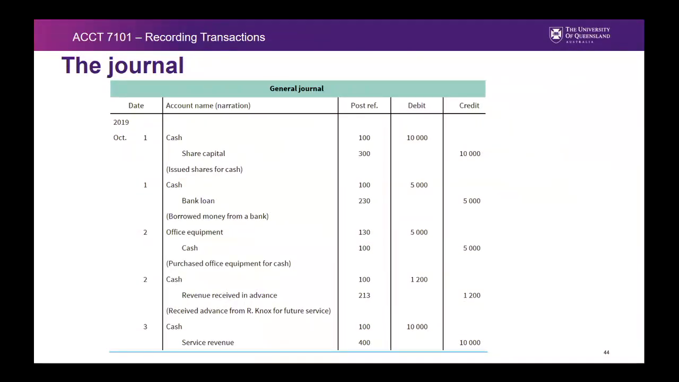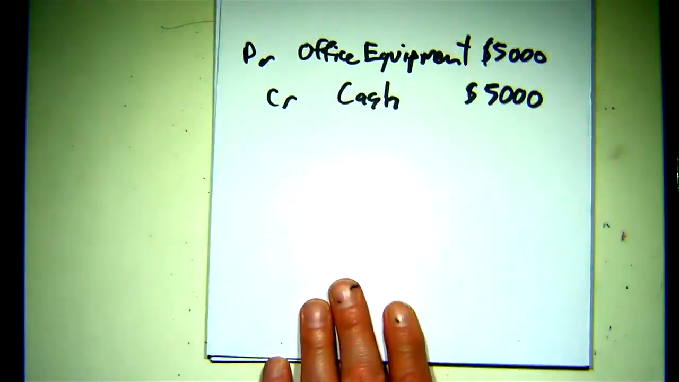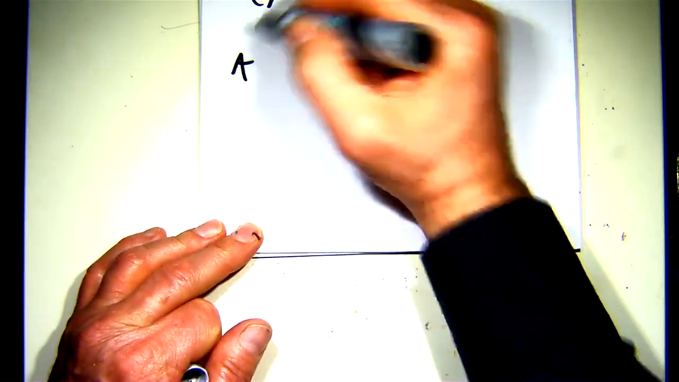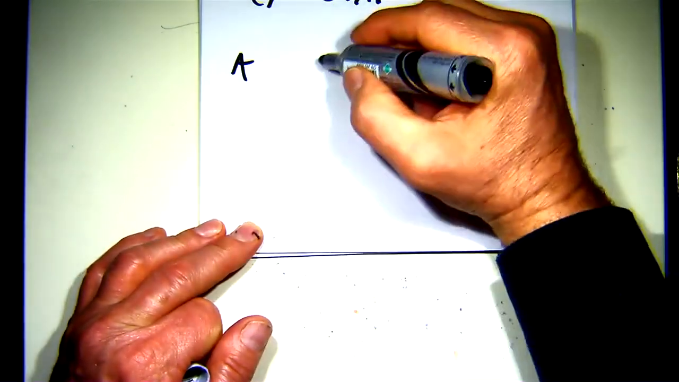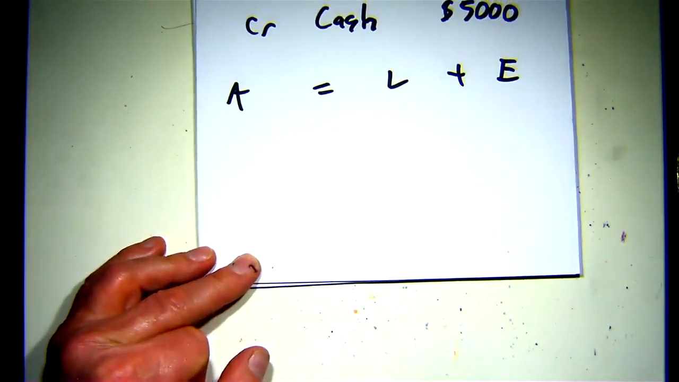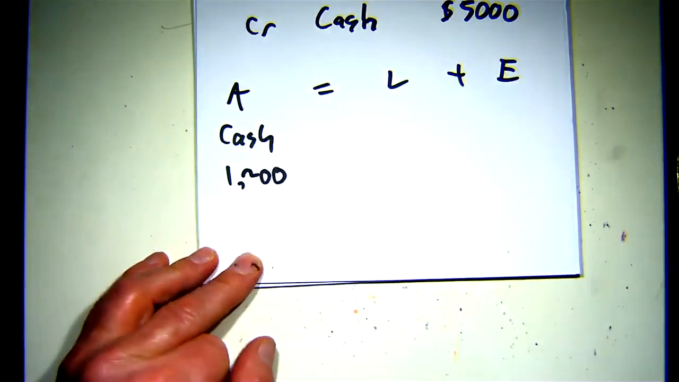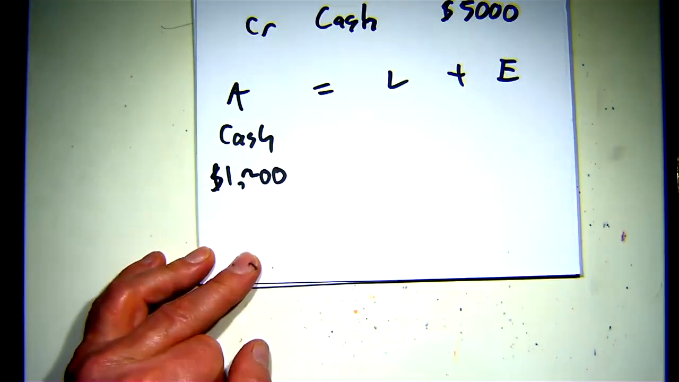So our next one is, we've received $1,200 in advance cash. So we received $1,200 in advance. So this is where we receive $1,200 in advance. We get cash of $1,200. It's an increase.